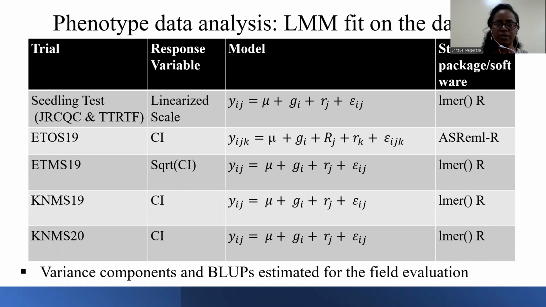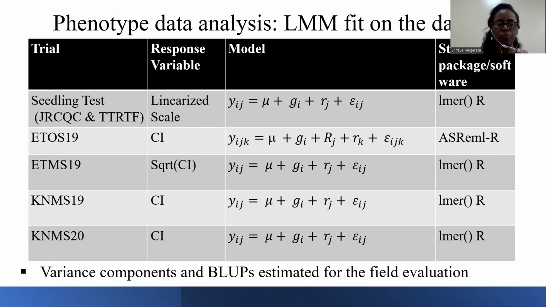Phenotypic data analysis was done using the R statistical software by fitting a linear mixed model. If you see this table, the first column indicates the trial: the seedling test for the 2 races, and the field test for Kenya and Ethiopia. The second column indicates the response. For the seedling test, we use the linearized scale. For field tests, we use the coefficient of infection that was calculated from the last scoring.